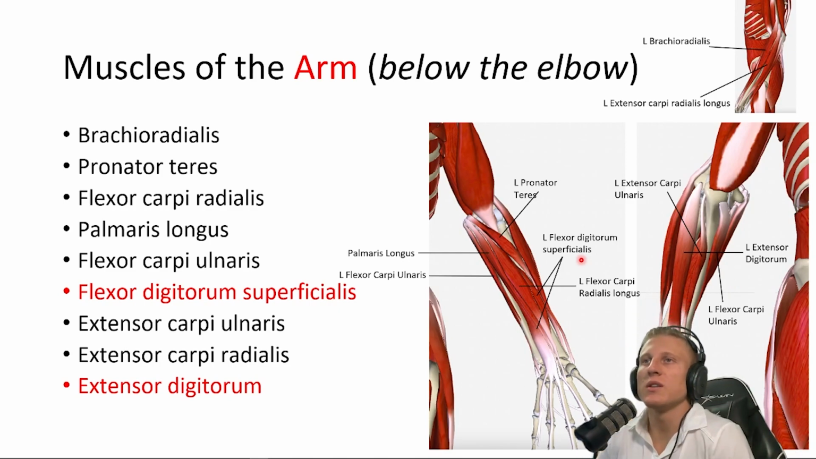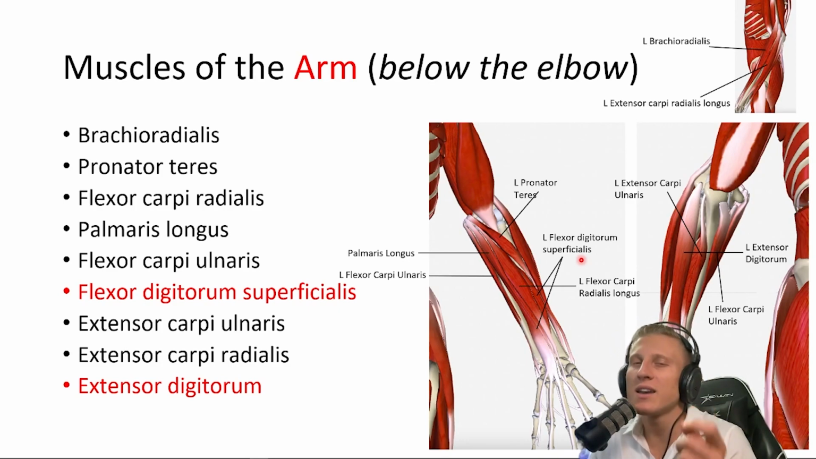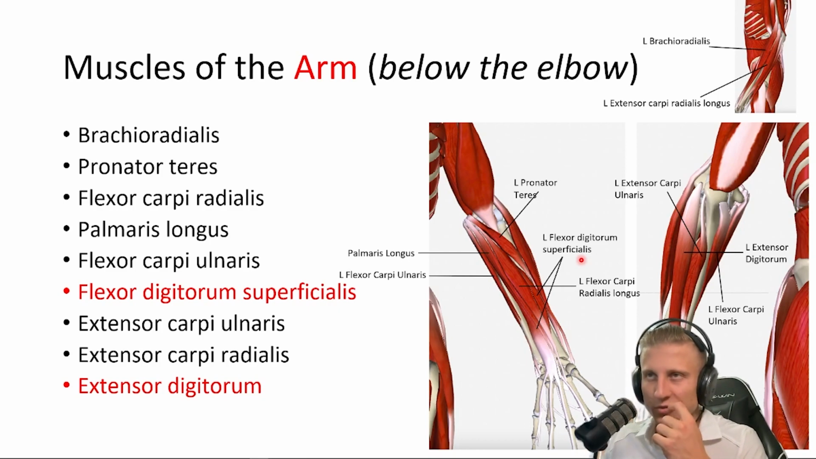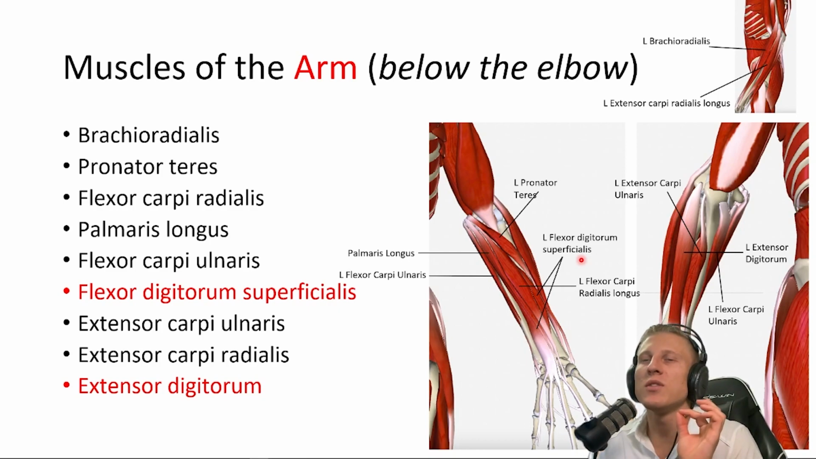So many words, so many syllables. Superficialis suggests to you that it should be at the superficial surface. That's only kind of half true, okay? On the flexor side, there are 3 layers of muscles, generally speaking. This is going to be in the middle layer. So it's technically superficial, but it's superficial relative to the most deep layer.